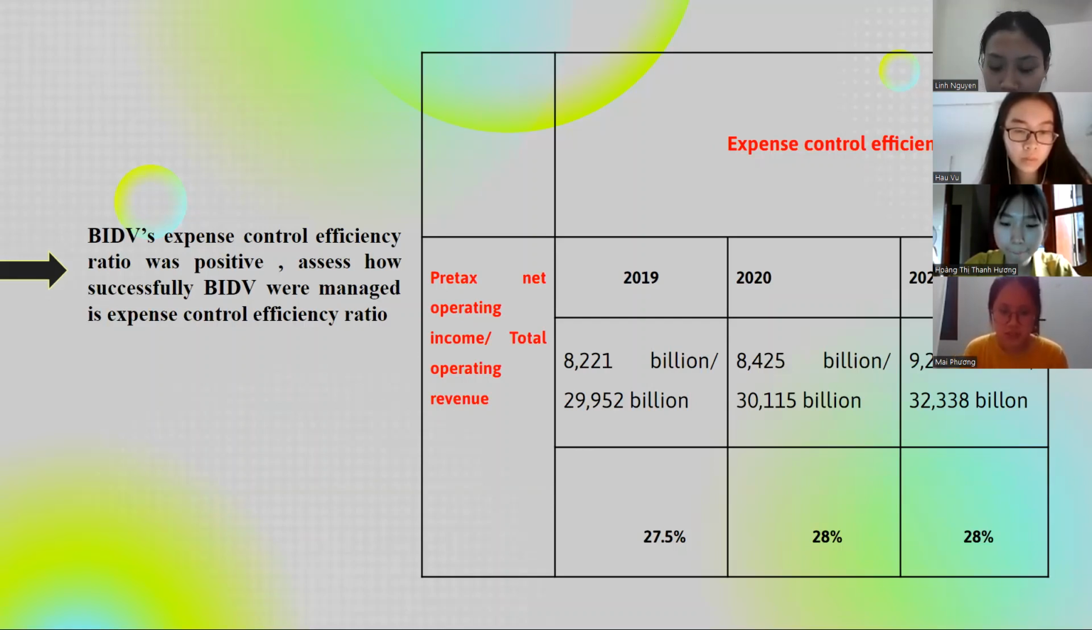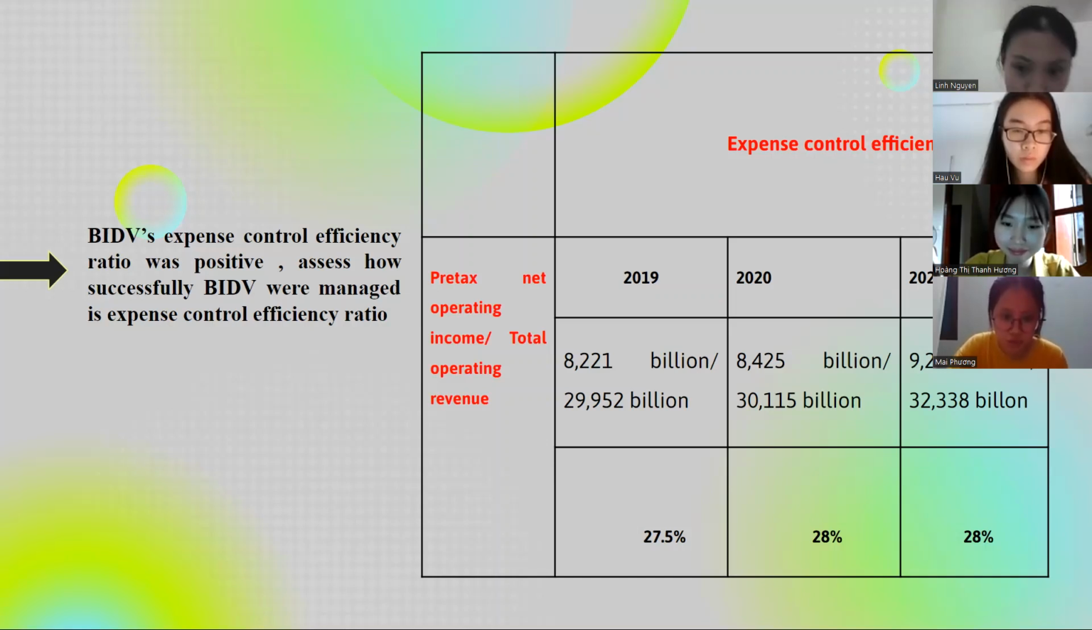The second ratio assessing how successfully BIDV manages is the expense control efficiency ratio. It shows how much of the revenue remained after removing operating expenses from the operating revenue. BIDV's expense control efficiency ratio was positive and at an average level. Can you see it clearly on the table right now? I use the formula total operating revenue over total assets, with 3 years similar to the first one.